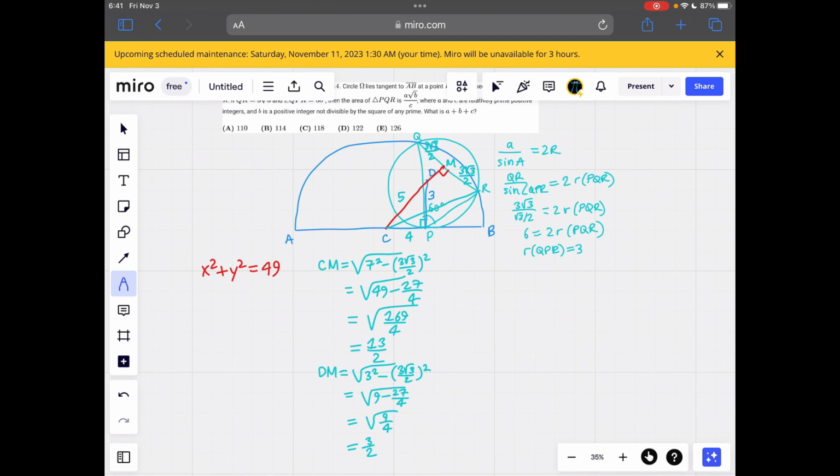The other one is centered at the point (4, 3) and has a radius of 3. So we can write (x minus 4) squared plus (y minus 3) squared equals 9.